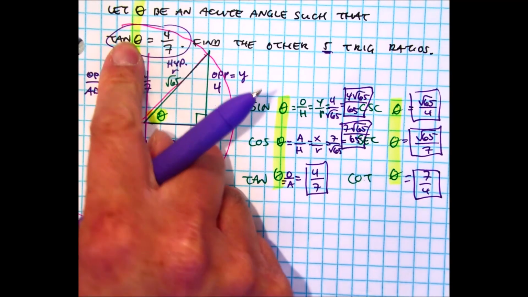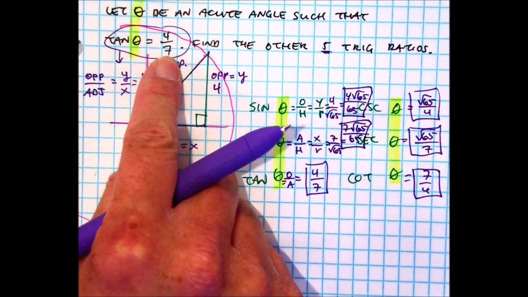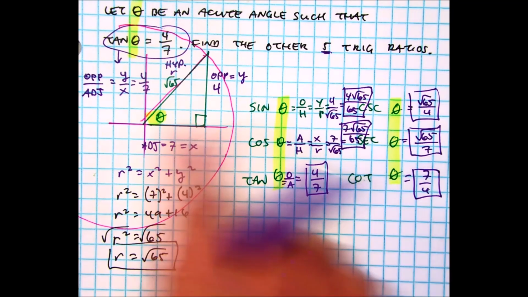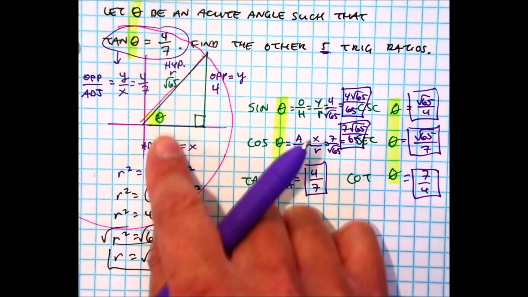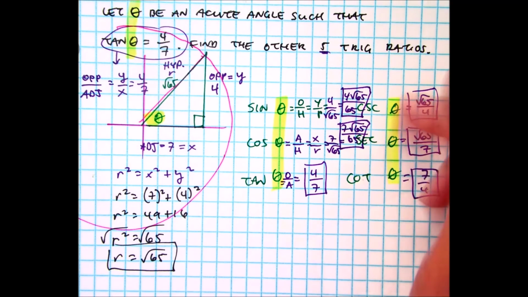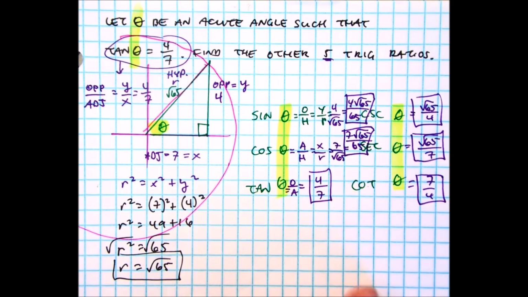So given tangent theta equals 4/7, I can find the other 5 trig ratios by drawing a picture, labeling, using the Pythagorean Theorem, and then using my knowledge of the ratios to find them.